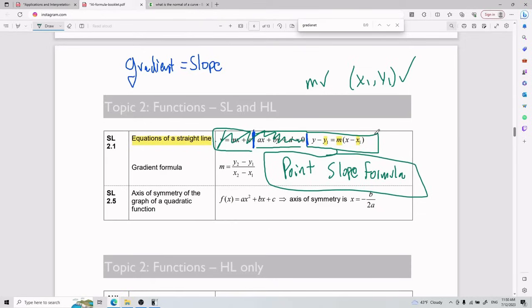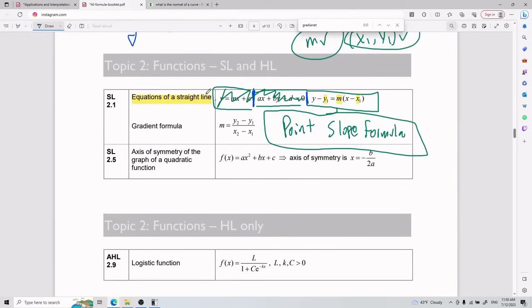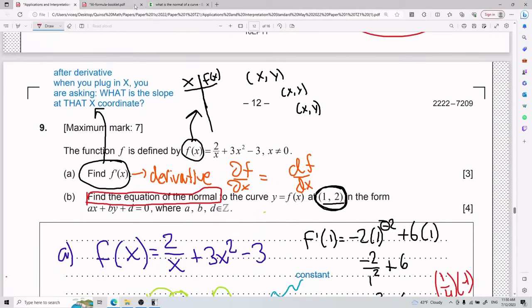What do you need to make it work? You need the slope and you need a set of points. If you have that, you are good to go. Where did I find this? In your formula booklet. The formula booklet you will be using the day of the test, so get familiar with it. All right, so the point slope formula looks like this: y minus y1 equals slope, parentheses x minus x1.